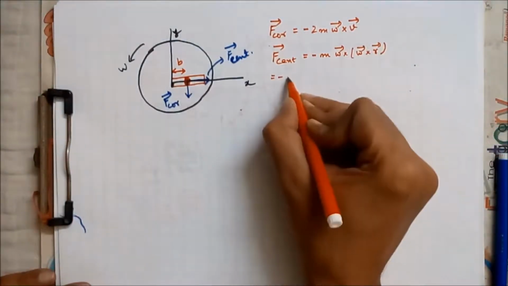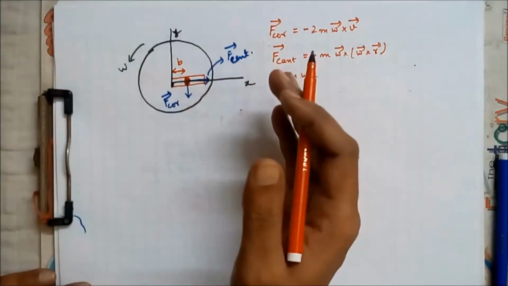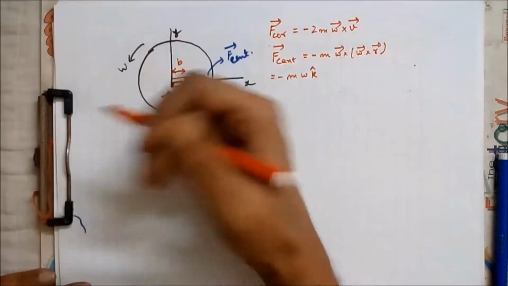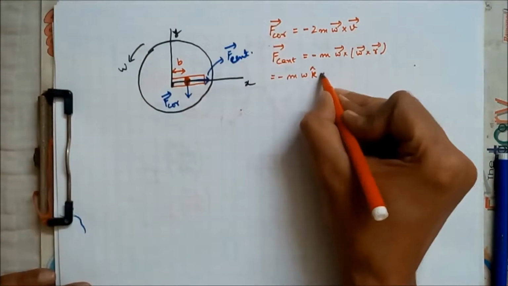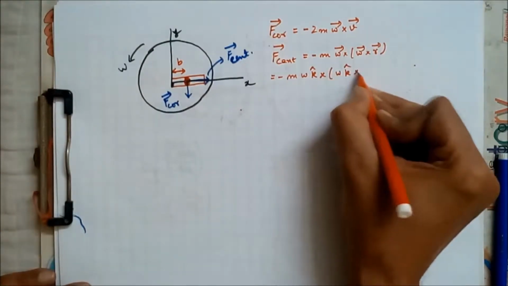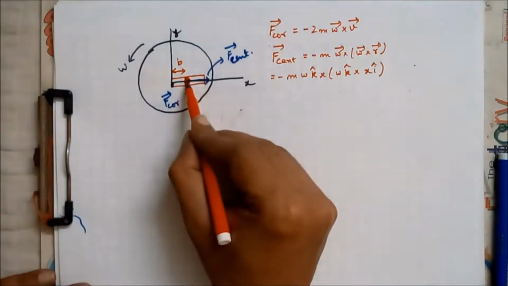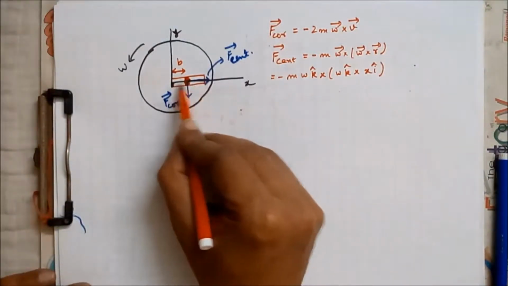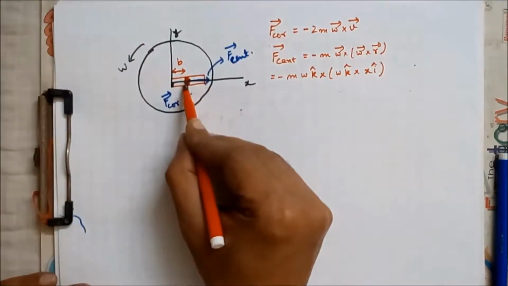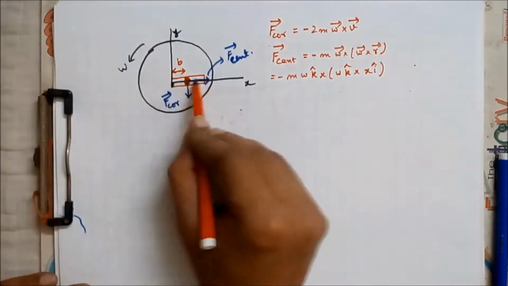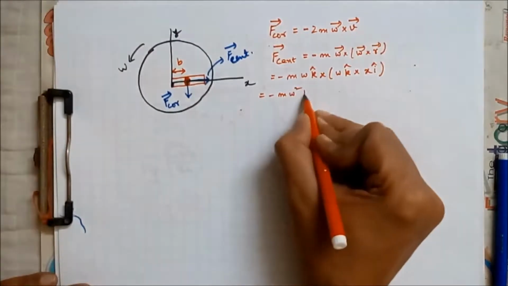So we can say that the centrifugal force is minus m omega k cap, because the angular velocity being anti-clockwise is in the upward direction, that is along the positive z axis, cross omega k cap cross x i cap. At some instant of time, the particle's x coordinate is x, and the y coordinate is obviously 0, because the particle is constrained to move only along the x-axis because of the groove. So this is minus m omega square k cap.